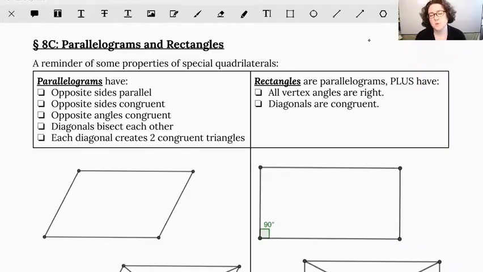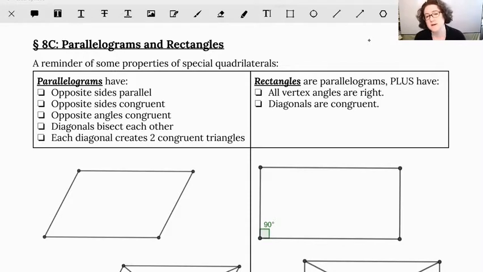In today's video, we're going to concentrate on two of our special quadrilaterals, parallelograms and rectangles. Just as a quick reminder, let's go ahead and mark some of the properties that we talked about last lesson with these two quadrilaterals, and then we'll look at some examples that use these properties and have us solving for either a missing side or angle, or just solving for a variable in the problem.